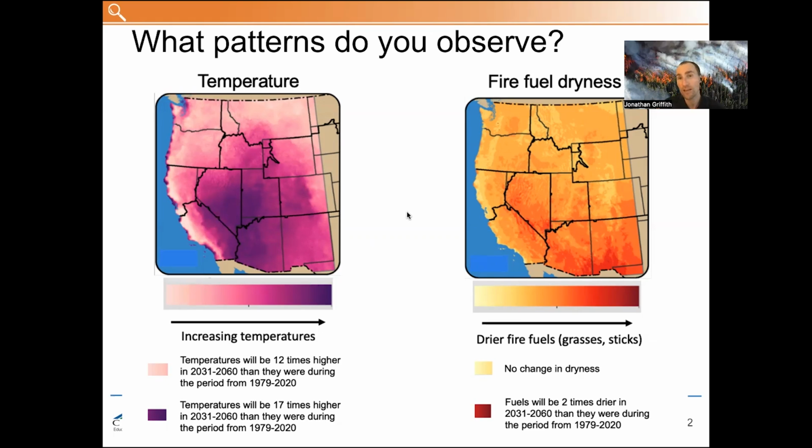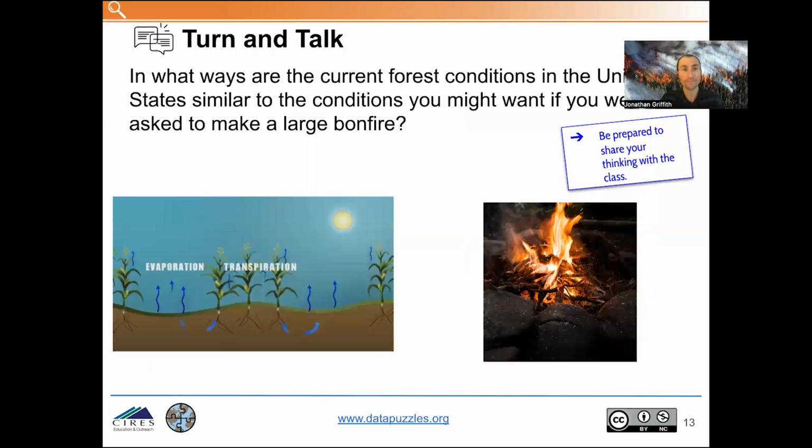And these same projections for fire fuel dryness, we can see red being increasingly drier fuels. We see a relationship between increasing temperatures in the future and increasing fire fuel dryness in the future. As temperatures are projected to warm, we might expect drier fuels, which potentially could lead to more fires, more intense fires, larger fires.